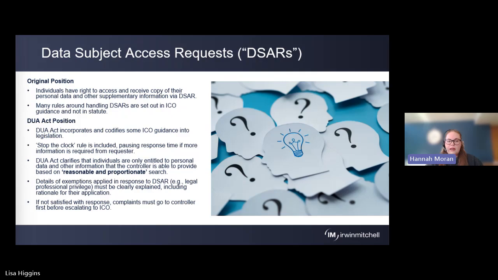But what the DUA Act has done is it incorporates and codifies some of the ICO guidance into legislation. For example, the stop the clock rule is included.